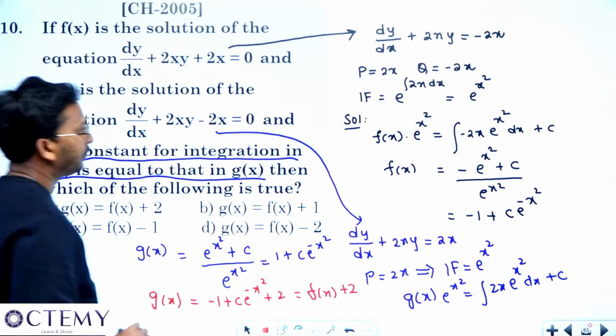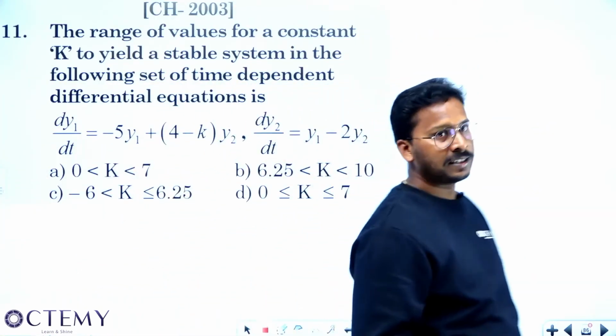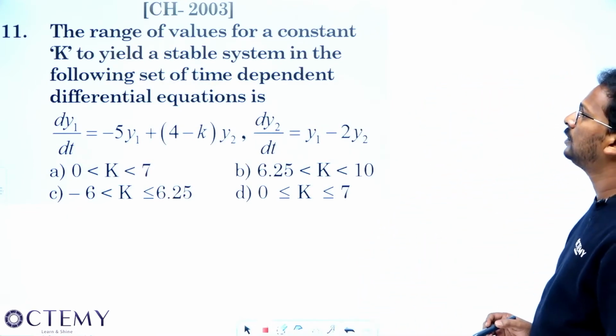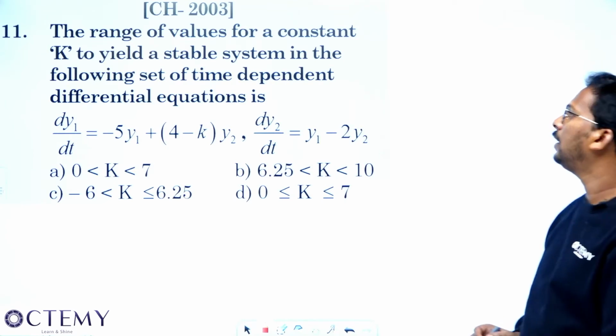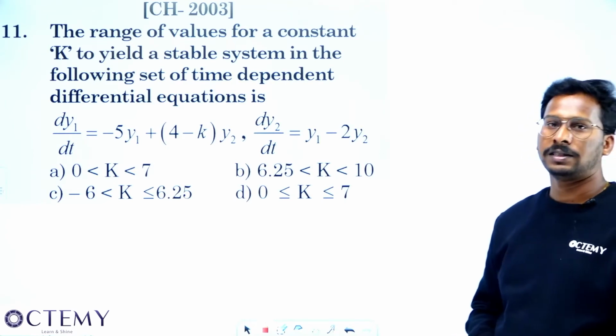Very good, sir. If I go to the next question, see what he is asking in the next question. The next question is telling that the range of values for a constant k to yield a stable system in the following set of time dependent differential equations, right?